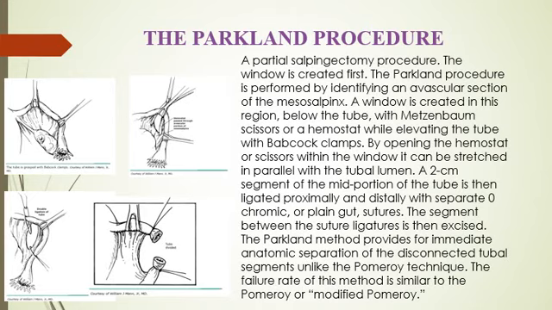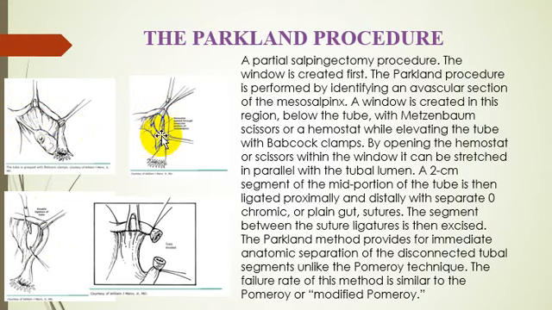This is a partial salpingectomy procedure. In the Pomeroy's method, the window is created later. Here the window is created first. So the tubes are held, and we look for the avascular area, and with an instrument, with scissors or a hemostat, we create an opening over there.